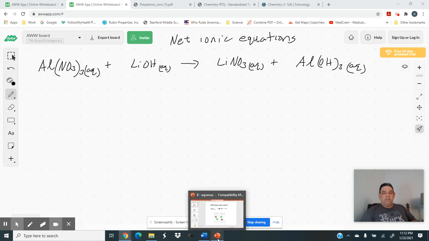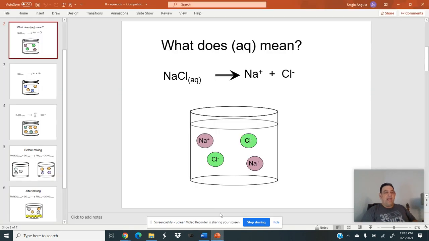Okay, so let's go ahead and start off with a PowerPoint right here, and this PowerPoint is basically just going to start off by reminding ourselves what it means to be aqueous. What does that AQ mean? If you look at this right here, we saw this in yesterday's lesson, so this is where we're picking up, or actually reviewing a little bit.